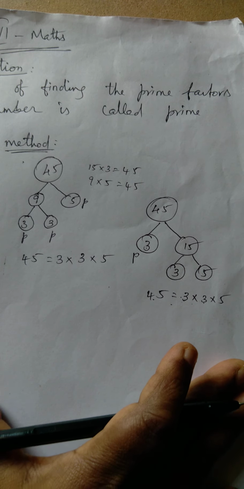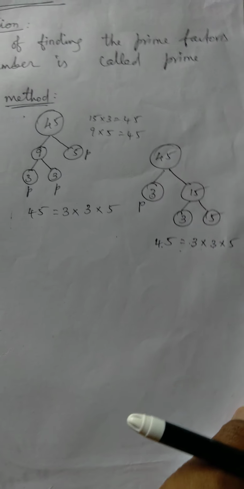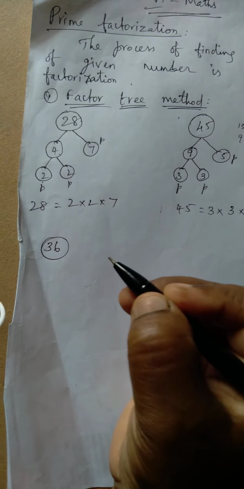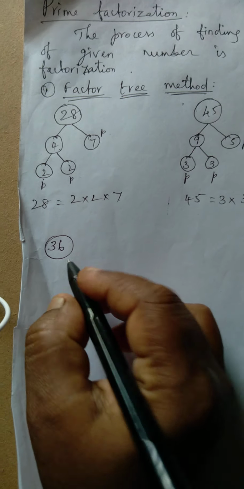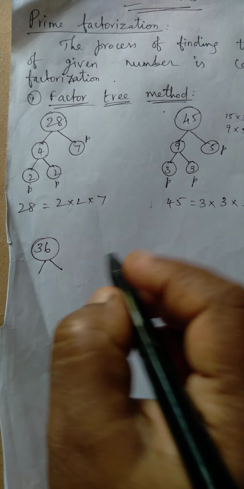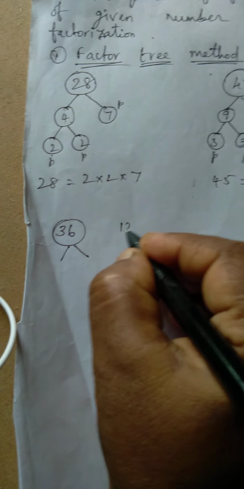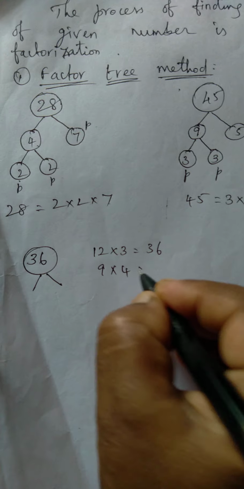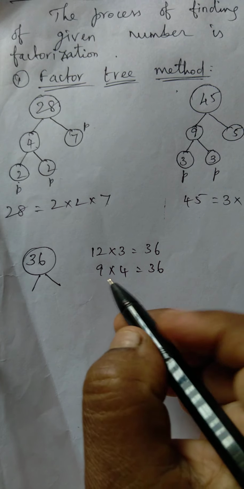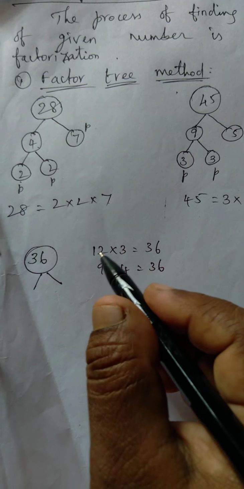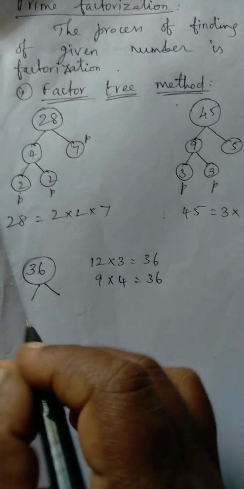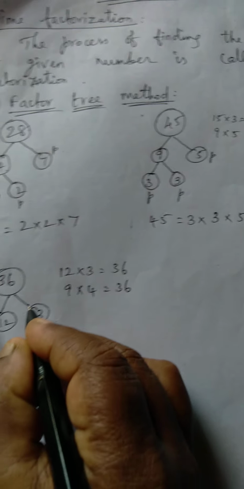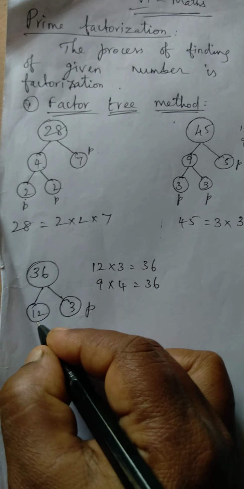Now another number, 36. You write 36 as a product of prime numbers. How do we write? Which products give 36? 12 3s are 36. 9 4s are 36. So you can take any one. I will take 12 3s are 36. So I will write 12 here and 3 here. 3 is a prime number. 12 is composite.